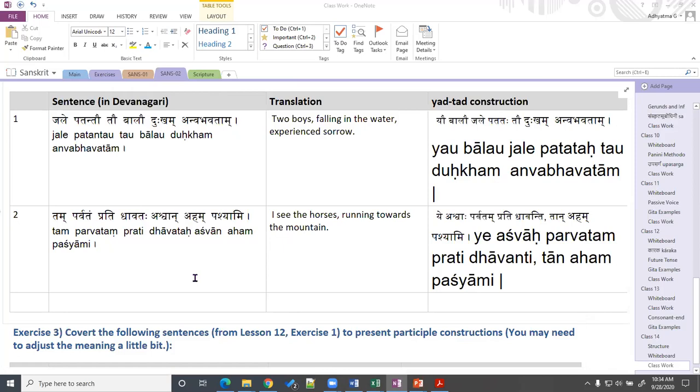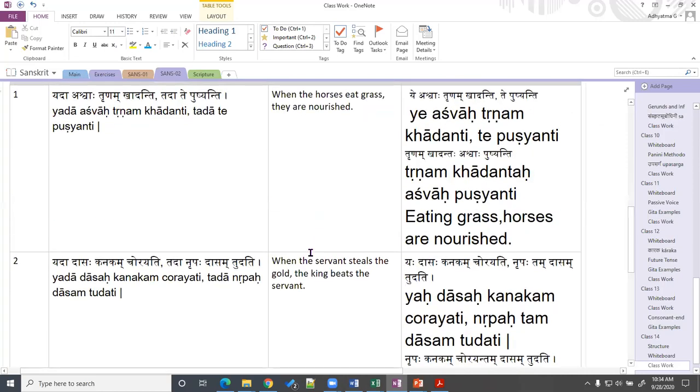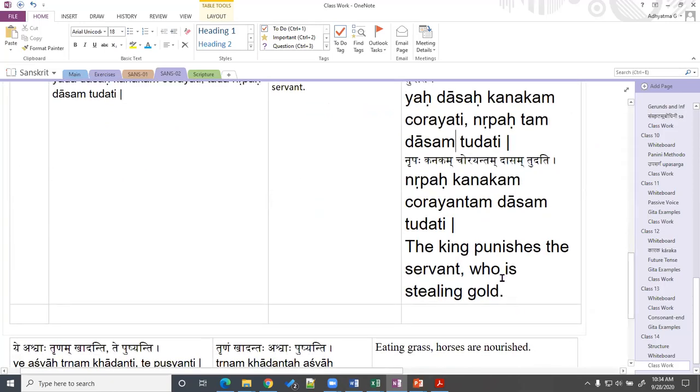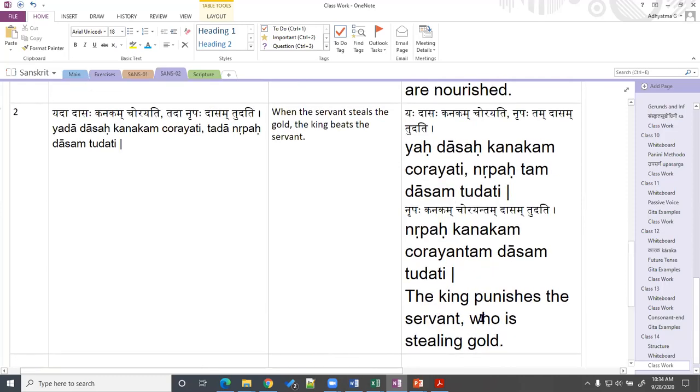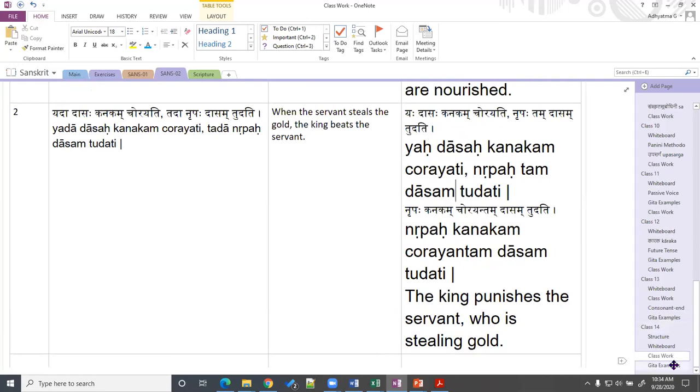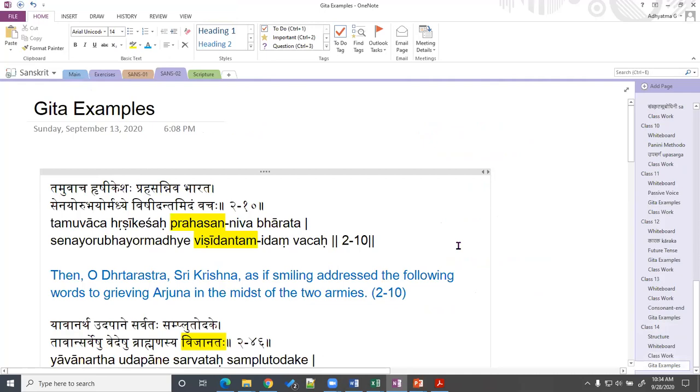That's why we just say the mountain. In exercise 2, sentence 2, should the translation to English also use the participle form? Yes, try to see whatever makes more sense in English. You can use the participle form, that is fine, but in some cases the participle form may not be the most desirable way to write an English sentence. Okay, if there are no more questions, I'll just show you some Gita examples and then we'll conclude the class.